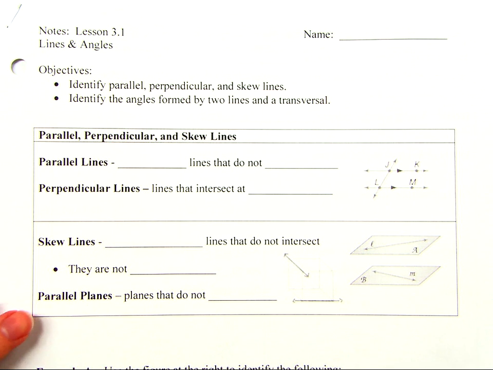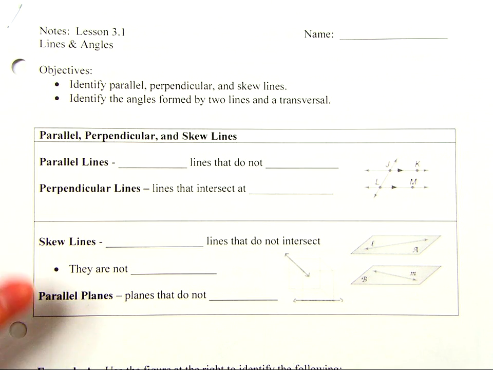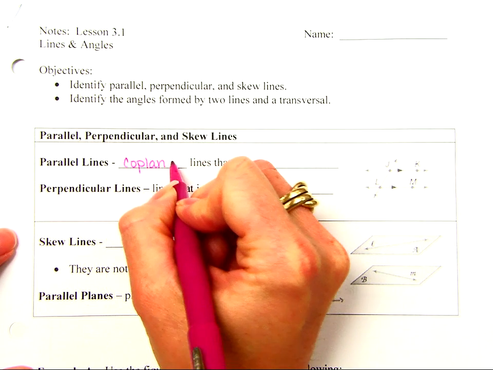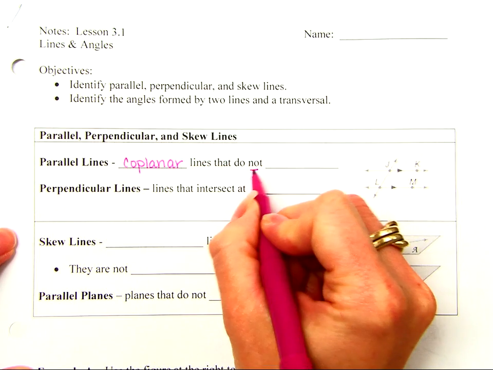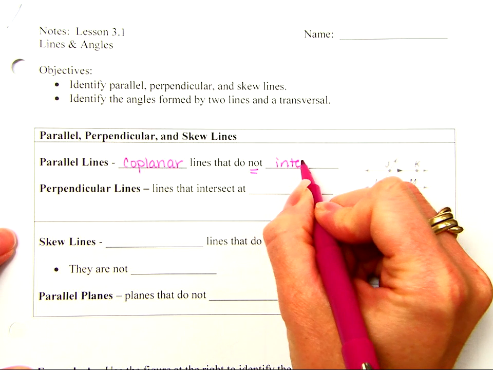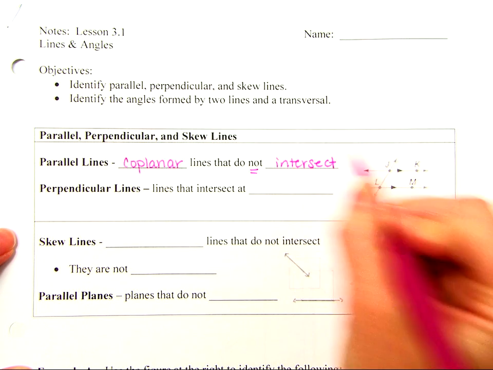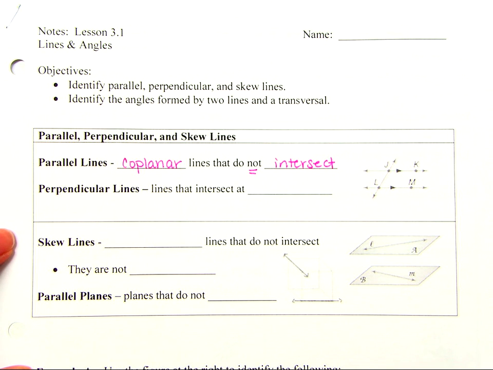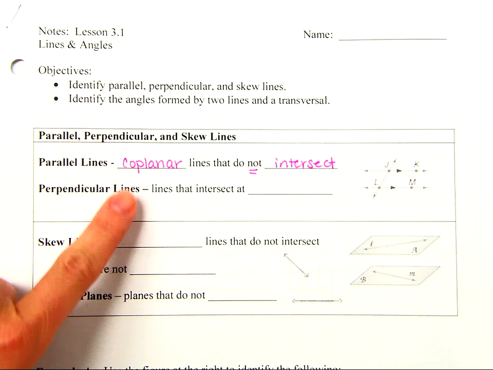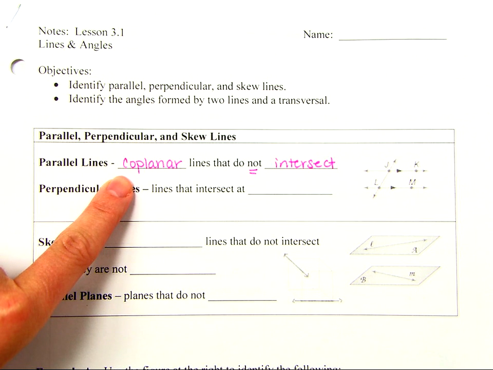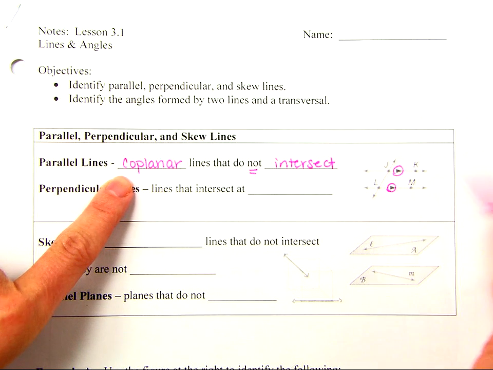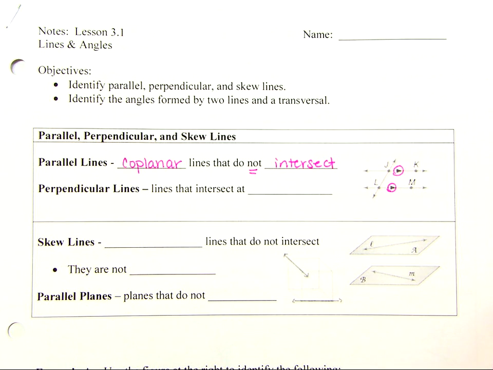So we should be familiar with parallel lines. Parallel lines are coplanar lines that do not intersect. So even though we know our lines extend forever and ever in each direction, parallel lines will never intersect, but you'll notice that they have to be on the same plane. And these two arrows right here are showing me that my lines are parallel.